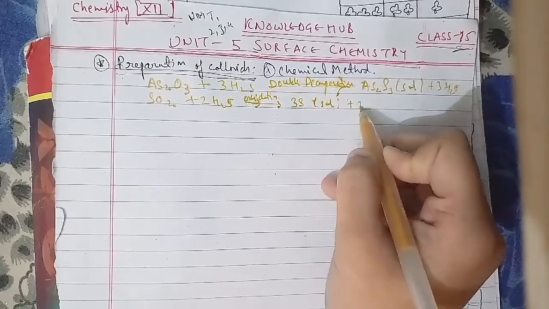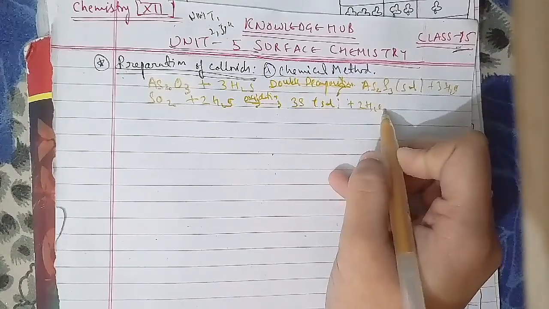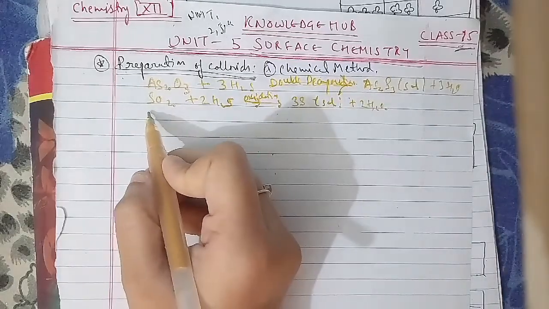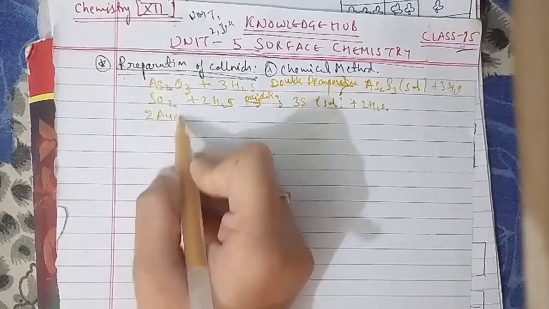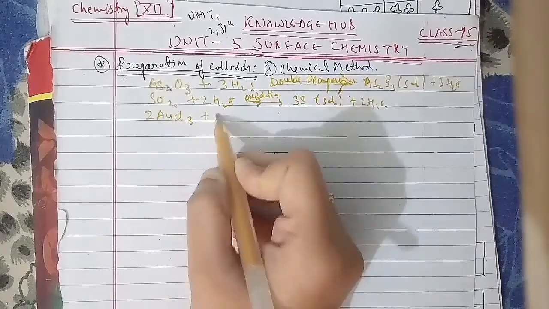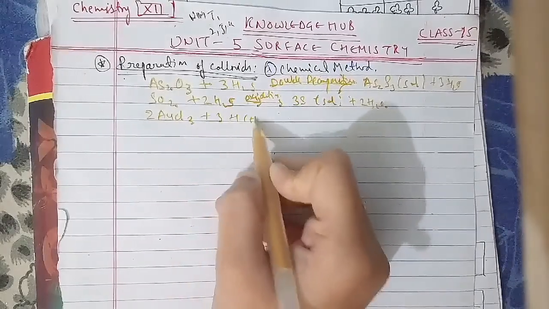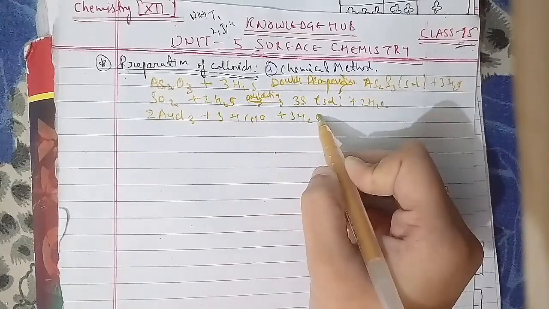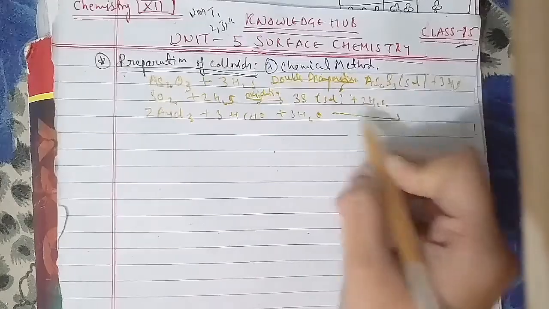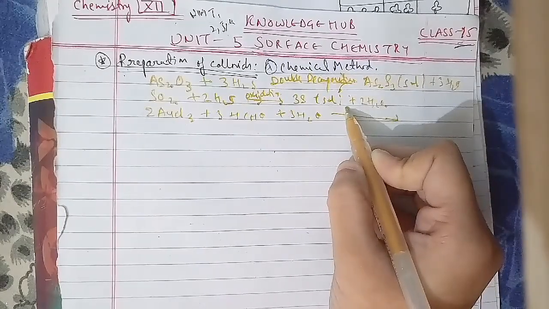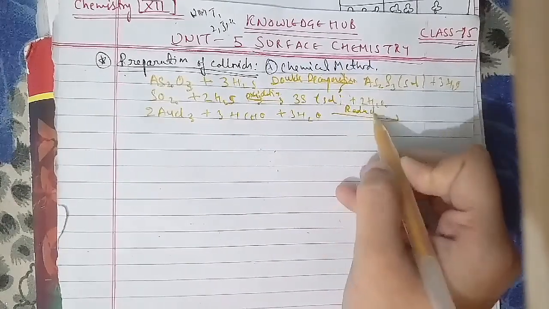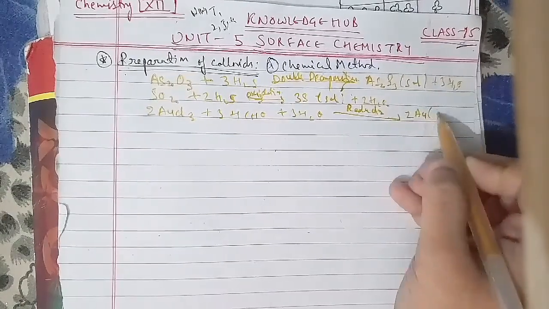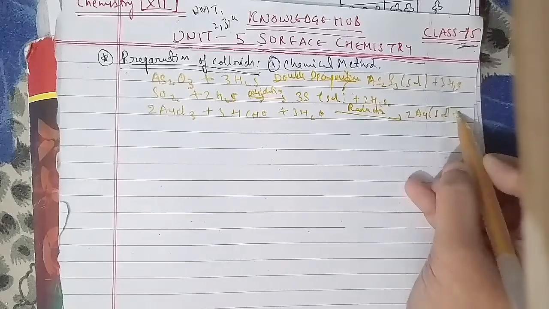Another equation we have is 2AuCl3 plus 3HCHO plus 3H2O, where reduction takes place, and then we'll get 2Au sol plus 3HCOOH plus 6HCl.